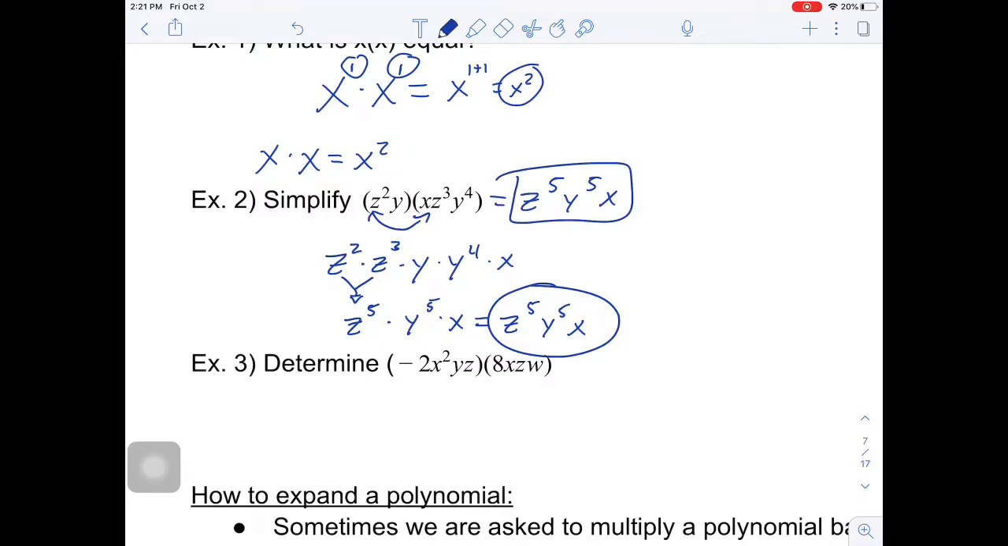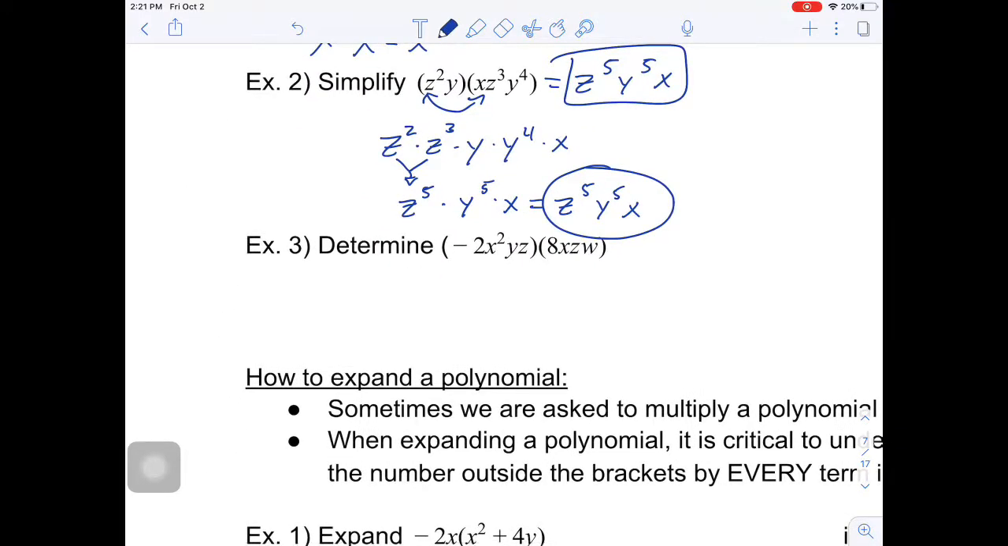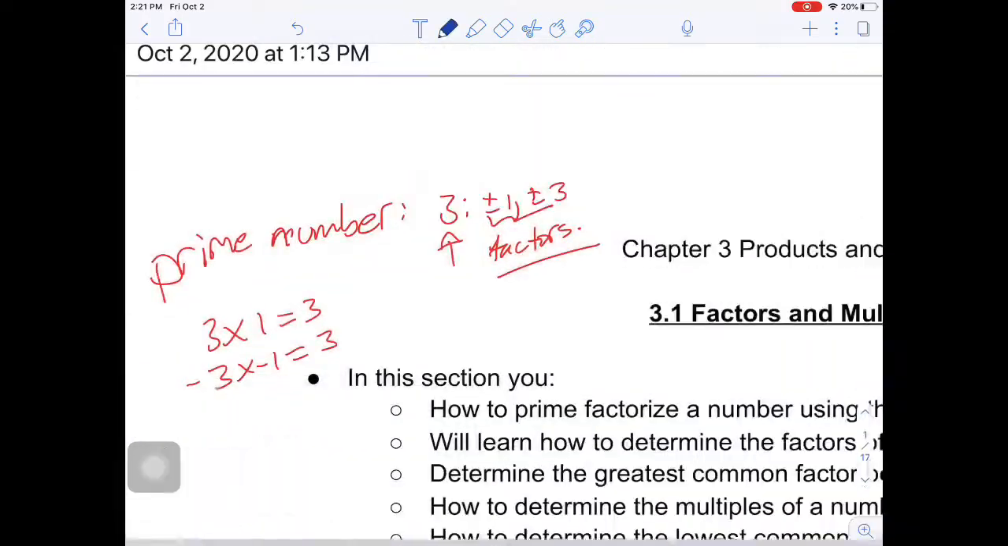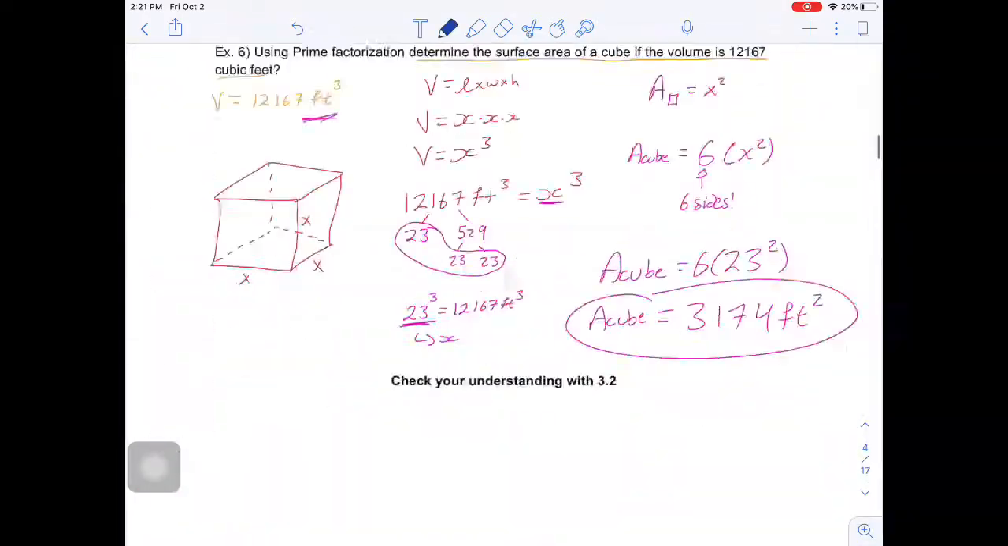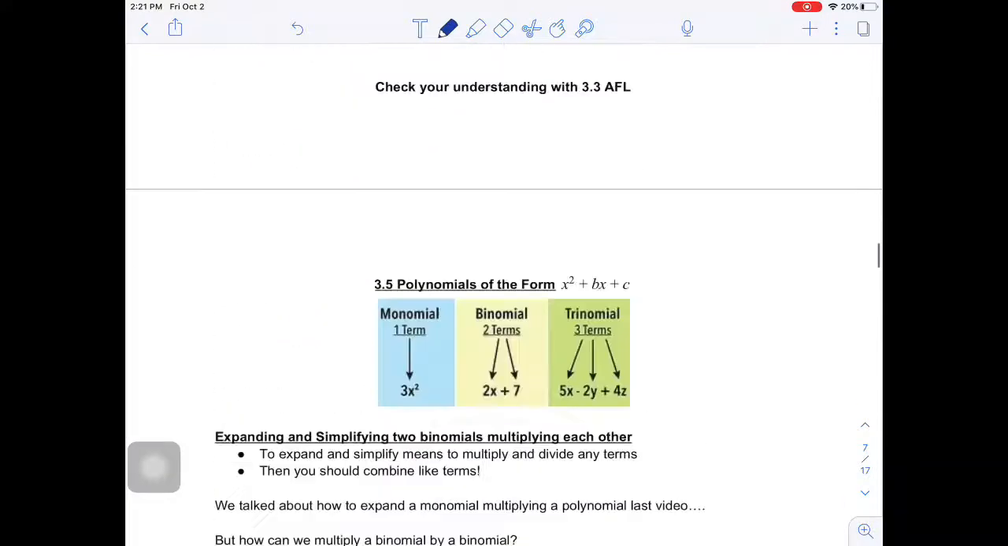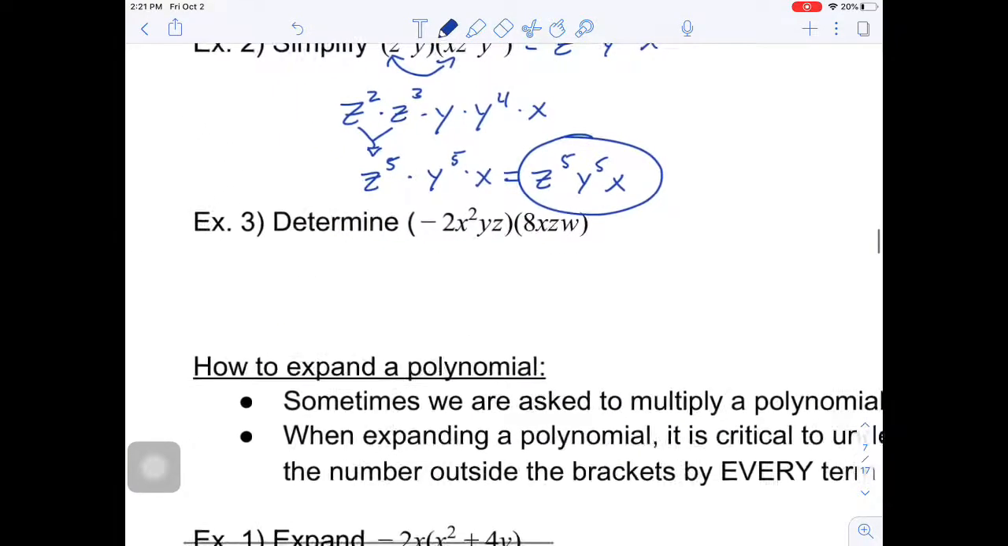Okay. Now, kind of similar, and we should know how to do this already, but to multiply these two things together again, multiply the same variables and multiply the numbers. So here, I'm going to combine my coefficients, so negative 2 times 8. Negative 2 times 8, and then I have x squared times x.